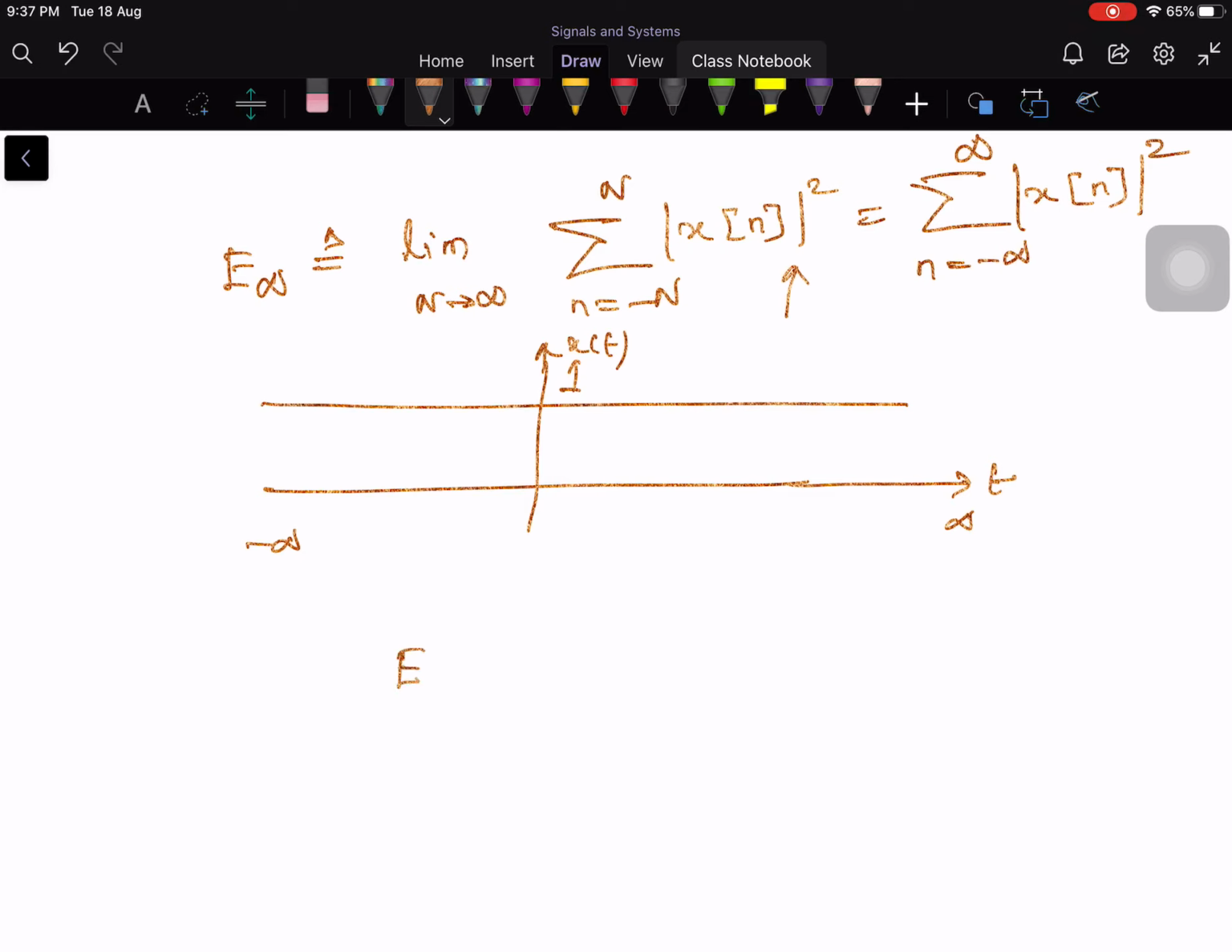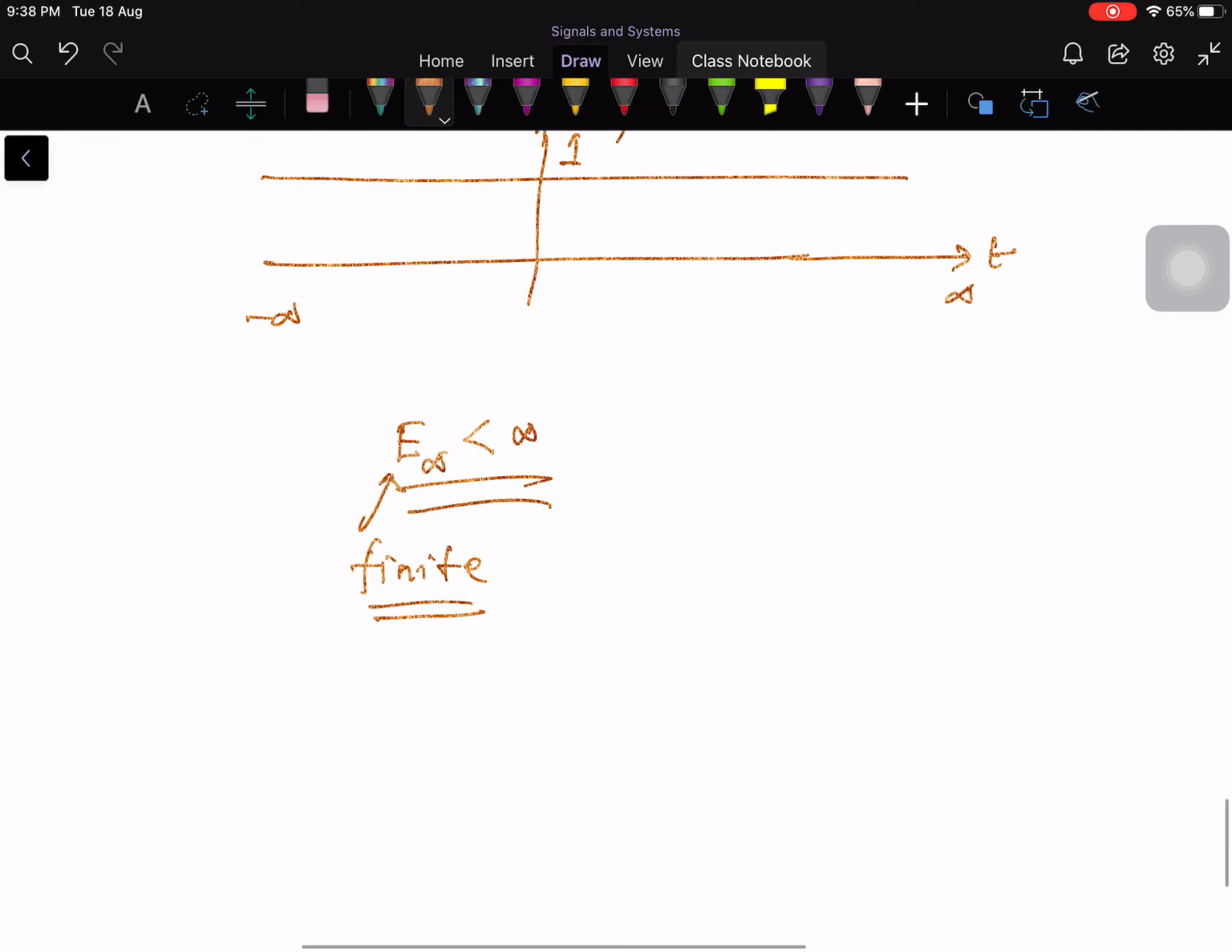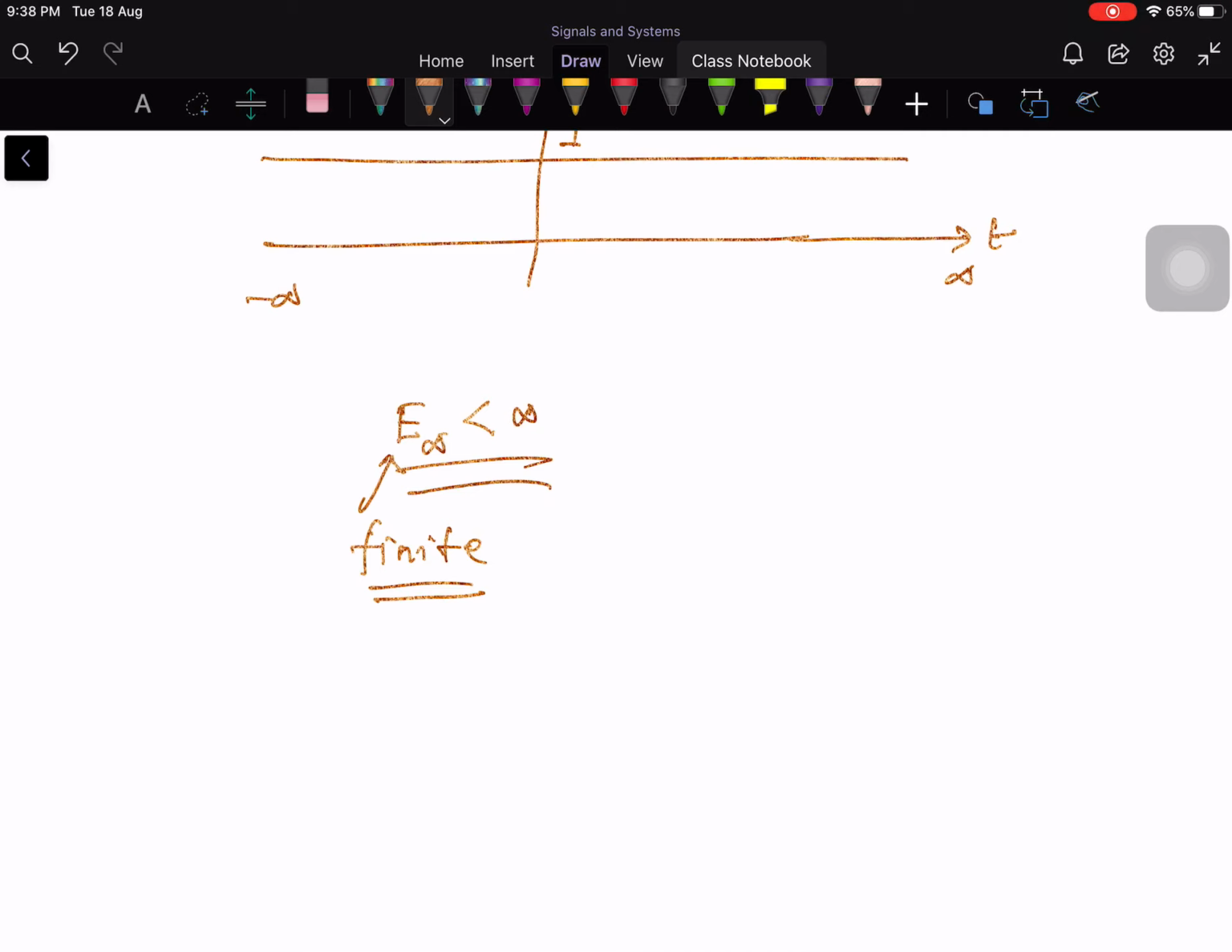Suppose the energy over an infinite duration is less than infinity. Less than infinity means this indicates finite energy. So if the energy of the signal is finite, then we will call it a finite energy signal. In an analogous fashion, we can define the time averaged power over an infinite interval.